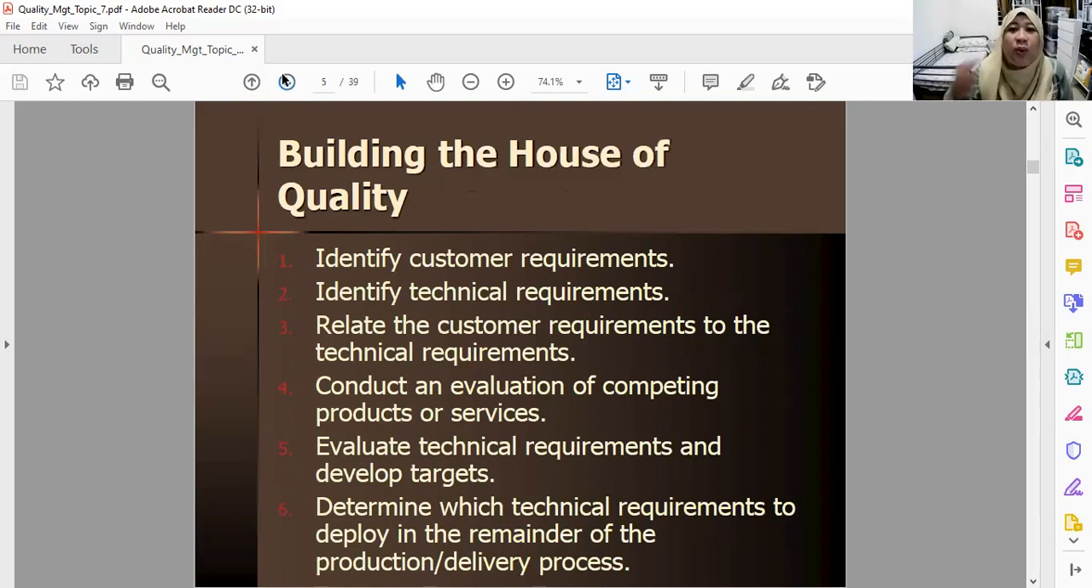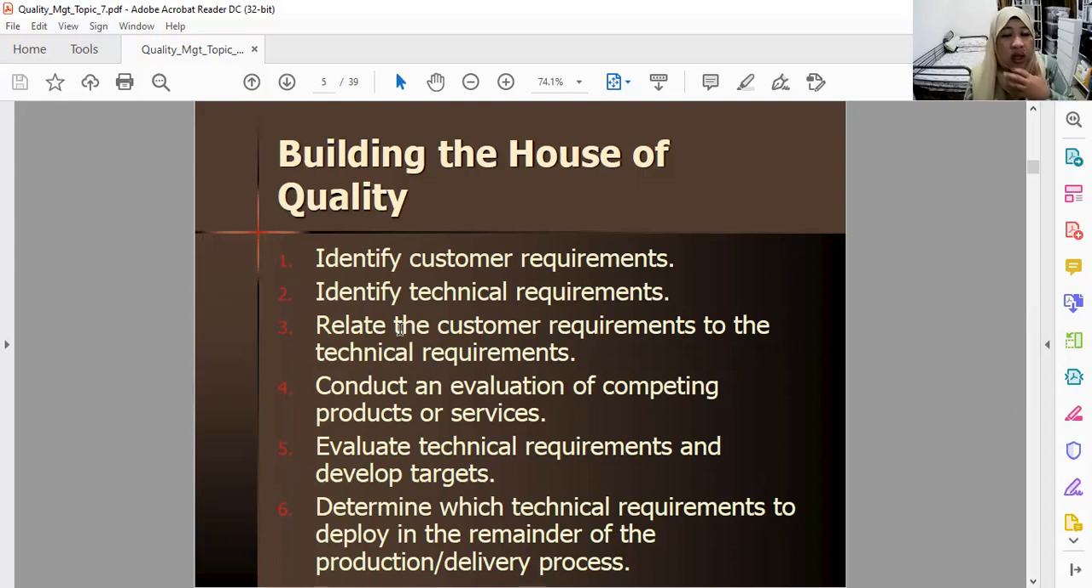How to build the house of quality? So this is the requirement. The first one, we have to identify the customer requirement. Meaning to say, whatever the customer requirement is, we have to look into the details: what the customer actually wants and needs. Because this is the basic rule in marketing. The marketing process is about the relationship between the supplier, the seller and the buyer, and at the same time fulfilling the needs and wants.